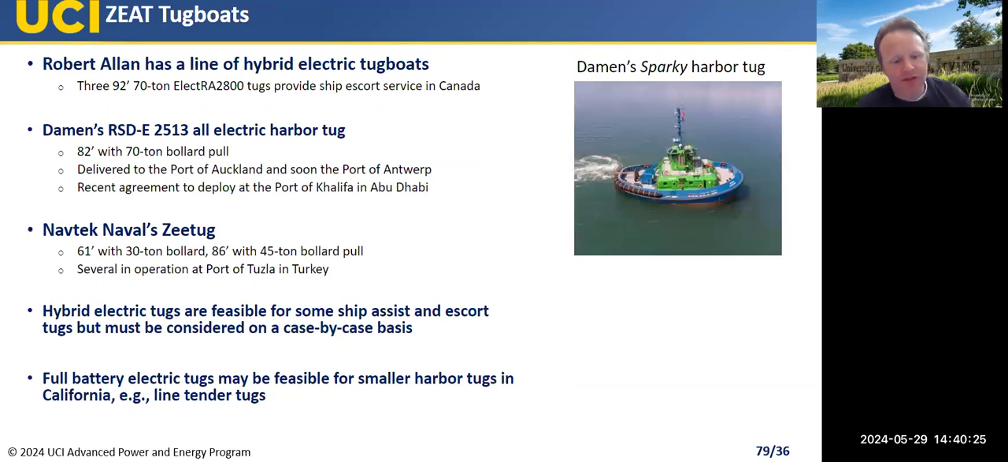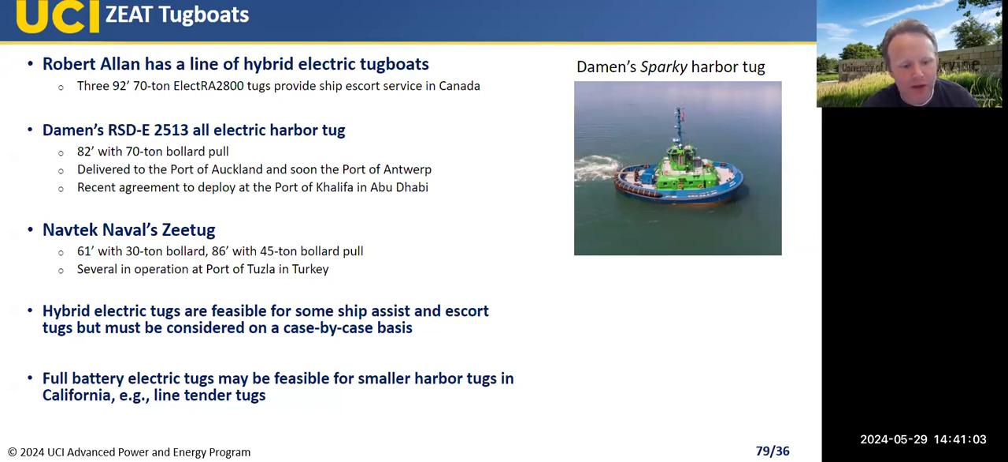So again, ZEAT tugboats. Some tugboats might make sense for ZEAT. Robert Allen has a line of hybrid electric tugboats. 3 of those are providing ship escort service in Canada. There's a couple examples of smaller all-electric tugs. Damon has one. It's 82 feet with a 70-ton bollard pull. That's at the Port of Auckland and will be at the Port of Antwerp soon. And they just signed an agreement for the Middle East. Navtec Naval has the Z-Tug, for example, but these are smaller tugs.